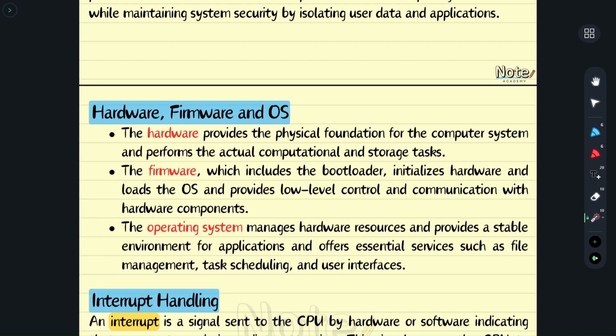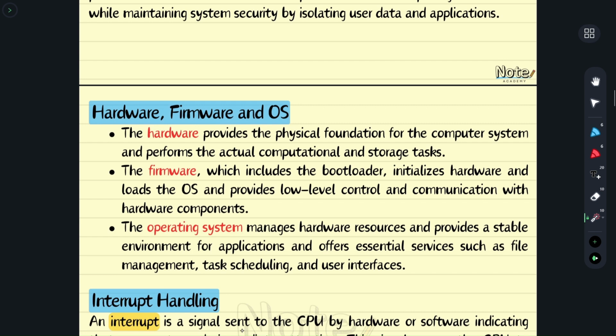So what you need to know is that a laptop or a PC or anything, even a smartphone, is basically just a mixture of hardware, firmware, and operating system working together. All right, so the hardware is actually just the physical foundation of the computer system, right? So the screen, the speaker, the microphone, all of that is basically just the hardware.